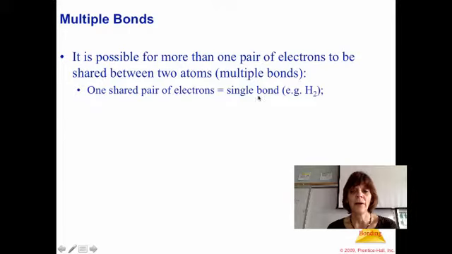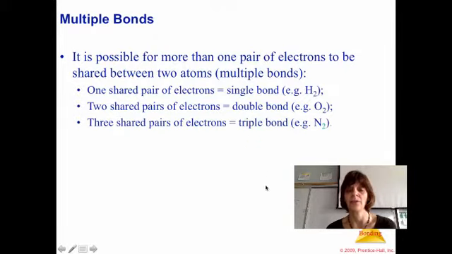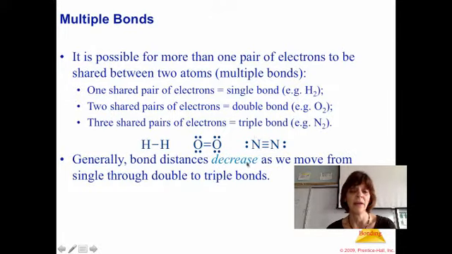So a single bond just indicates that there's one shared pair, two shared pairs in a double bond, and three shared pairs in a triple bond. Here are some Lewis structures: hydrogen, oxygen, nitrogen. Now, those multiple bonds impact the bond distance, just as the attractions and repulsions did. You've got some extra attraction, so when you have multiple bonds, the bond distance decreases.